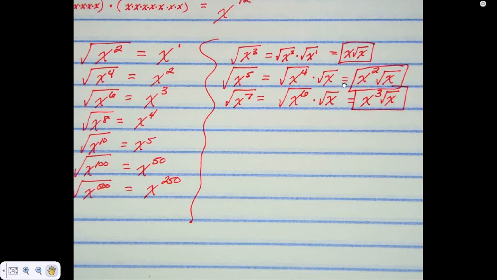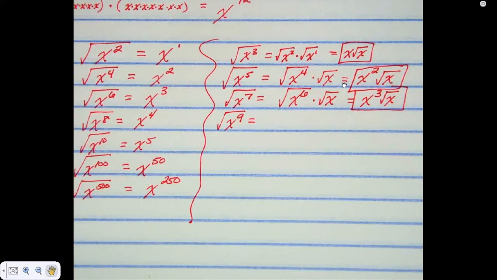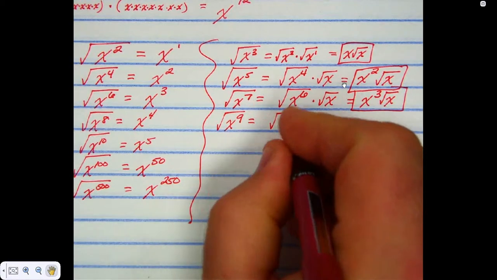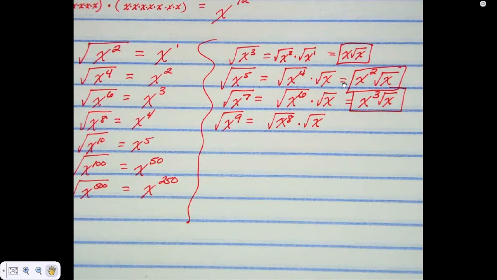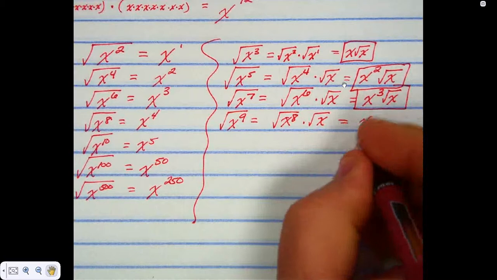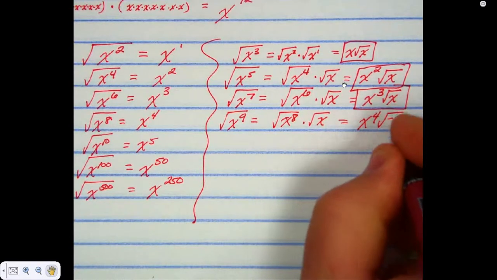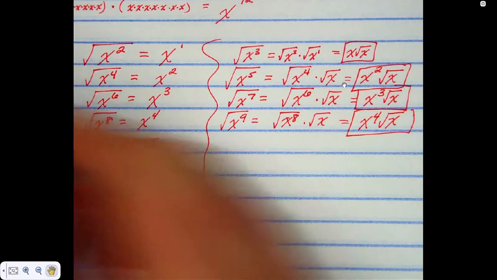Stop writing and listen. Questions so far? Do you see a pattern for me? How about we try square root of x to the ninth? What happens there? I would split it up into square root of x to the eighth times square root of what? See how those multiplied together gives me that? What's the square root of x to the eighth? Pretty easy. Here I had square root of x.